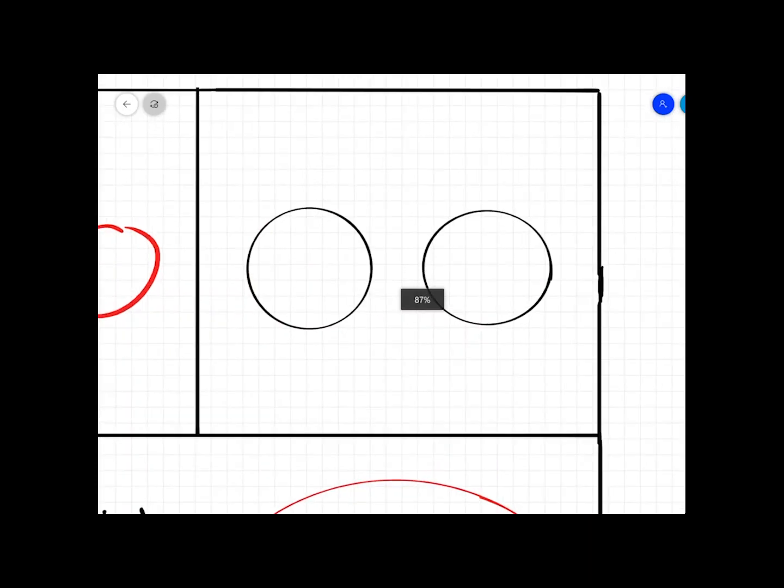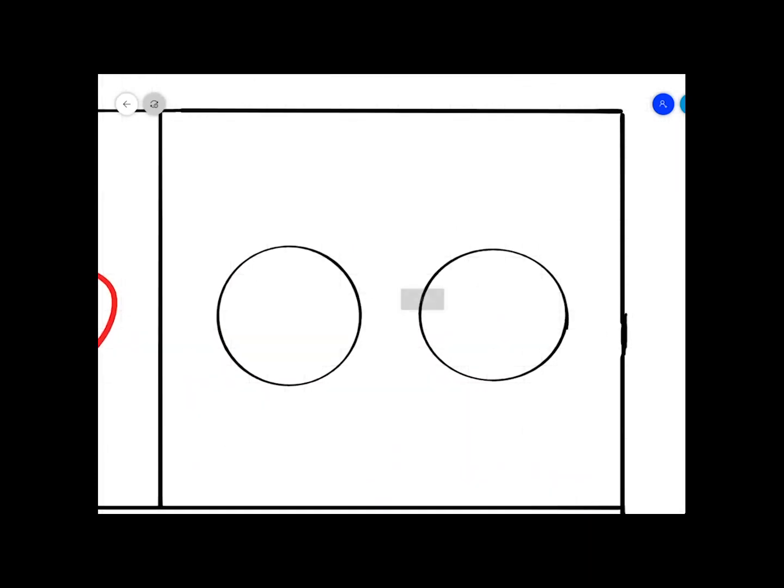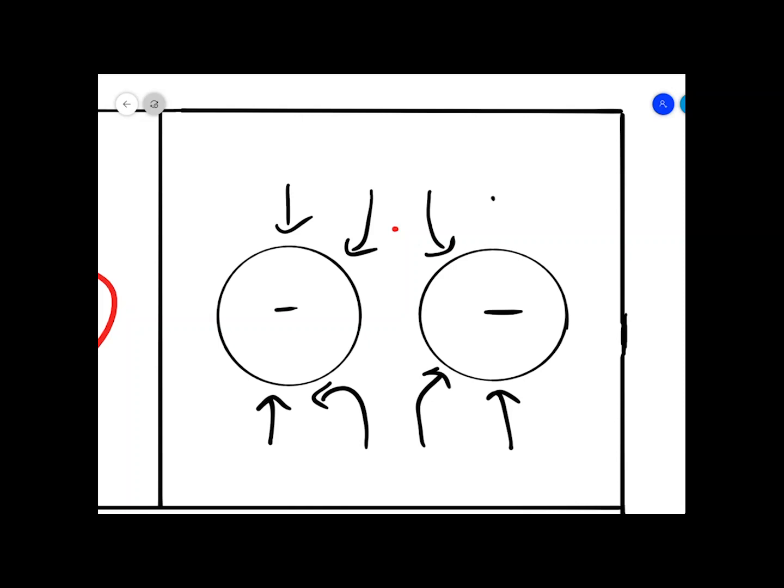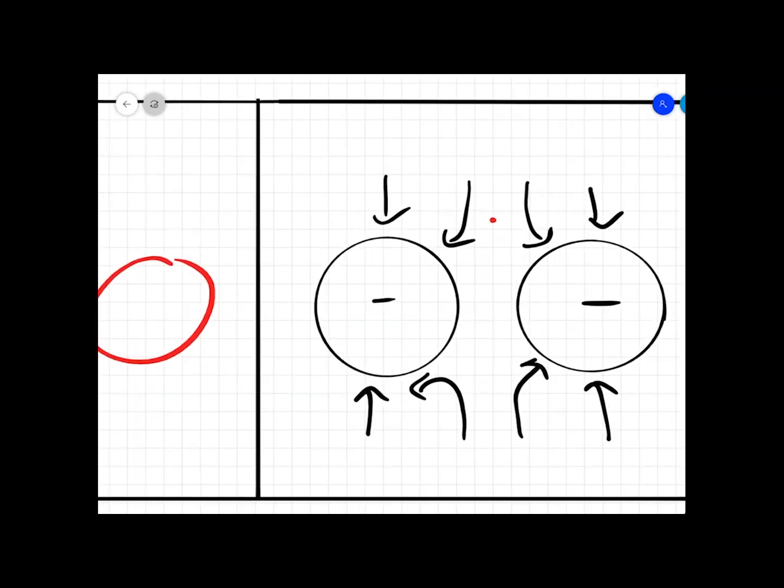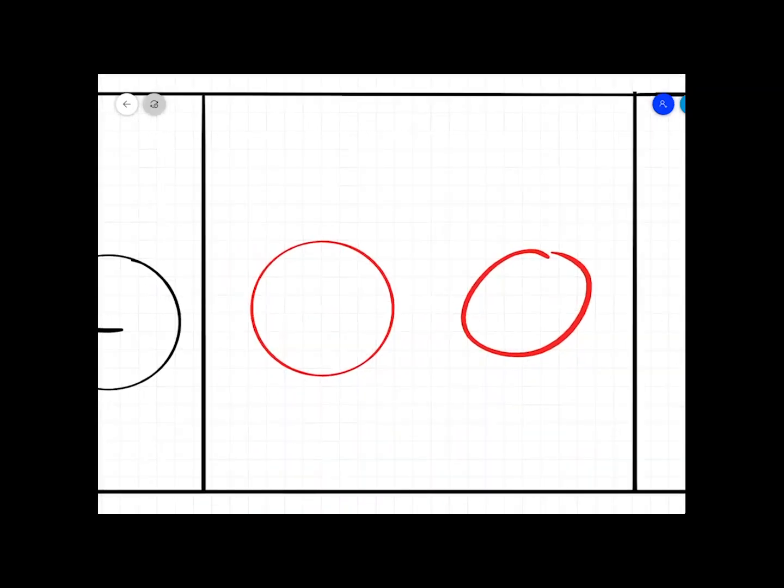Now let's talk about the interaction of multiple point charges. If we have two negative point charges, they will both try to attract a positive test charge, and therefore they will both have fields that point inward towards the point charge. If there are two positive point charges, both of them will try to repel a point charge away from it.